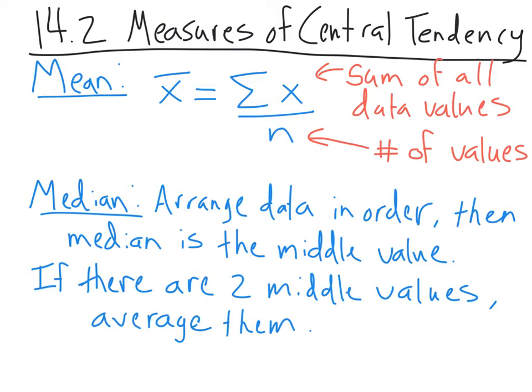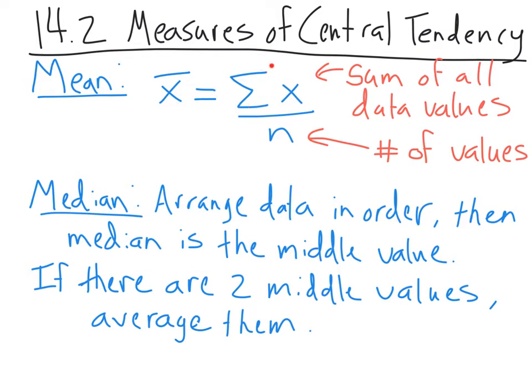So the first one is mean, which is essentially an average. And luckily, we all know, or most people know how to find an average. This is kind of a new way of looking at it, though. This is a pretty formal definition of an average. So the first thing is, this is the symbol for average. It's an X with the bar over it. I often call that X bar. And it says the average or the mean equals.